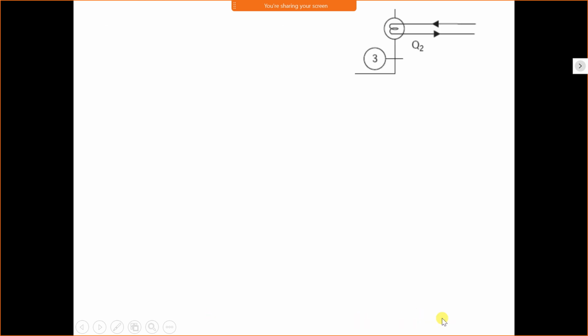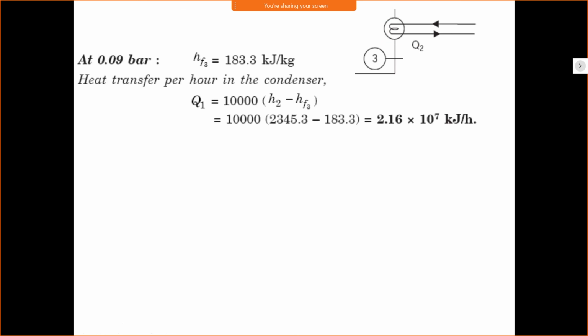Now for the condenser, the outlet condition of steam from the turbine is the inlet to the condenser. We have calculated H2. Now steam leaves the condenser at 0.09 bar, and the condition of steam is saturated liquid. Therefore, from the steam table at 0.09 bar, we write HF for saturated liquid. We take HF from the steam table at a given temperature or pressure. Here pressure is given. Therefore, at 0.09 bar from the steam table, HF is 183.3 kilojoule per kg.